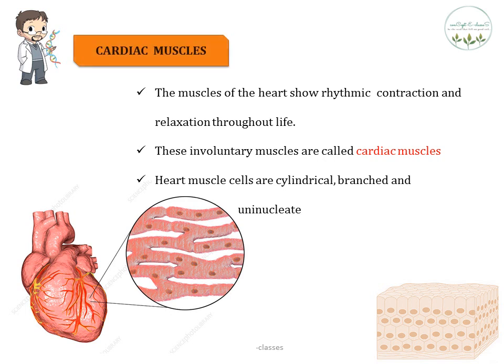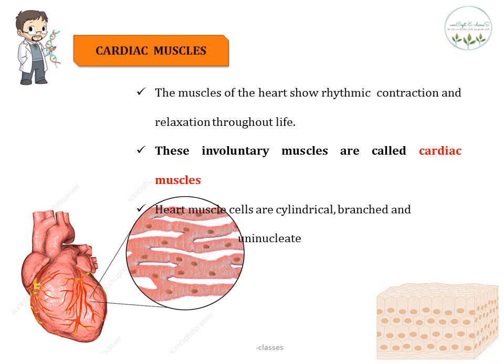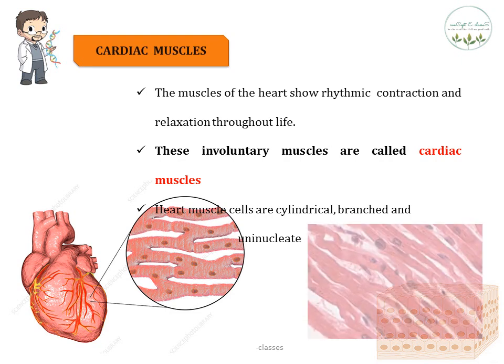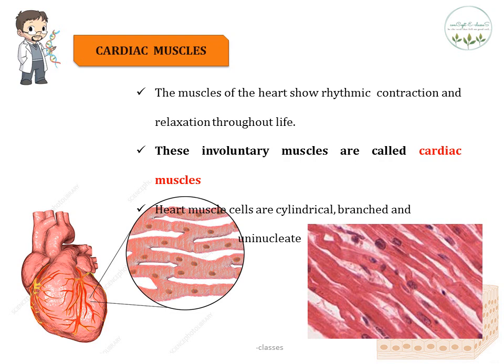Now, the next type of muscle that we're going to study is cardiac muscles. Hearing the name itself, we know that these are the muscles that are seen at the heart. The muscles of the heart show rhythmic contraction and relaxation throughout their life. So these involuntary muscles are called cardiac muscles. How is the structure of this heart muscle? The cells of heart muscles are cylindrical, they are branched, and they are uninucleate. They have only one nucleus. And these are involuntary muscles that are found at our heart.